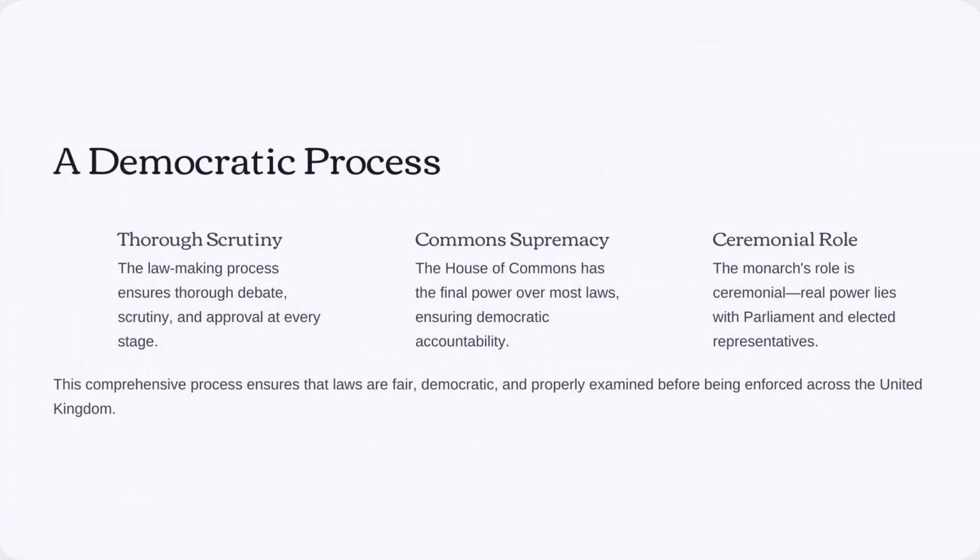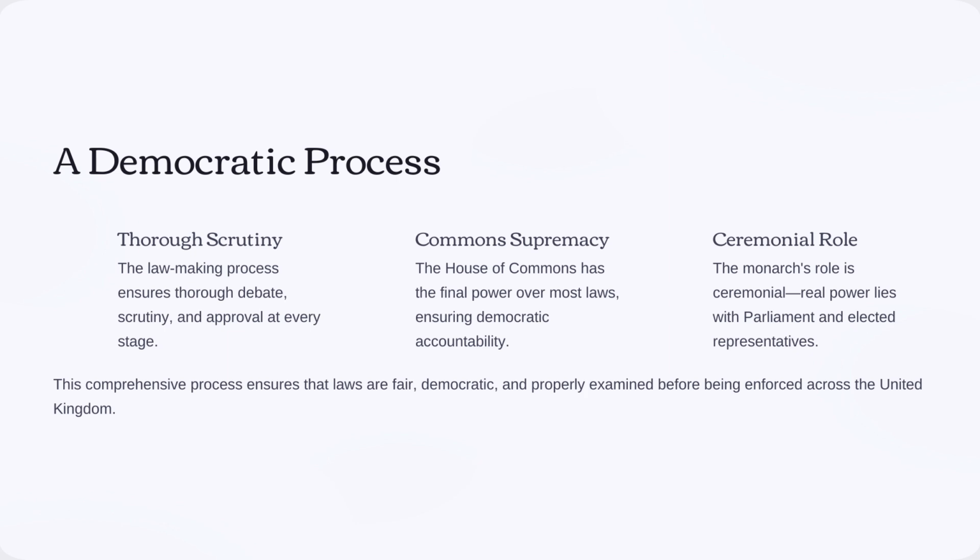A democratic process. Thorough scrutiny. The lawmaking process ensures thorough debate, scrutiny, and approval at every stage. Commons supremacy. The House of Commons has the final power over most laws, ensuring democratic accountability.